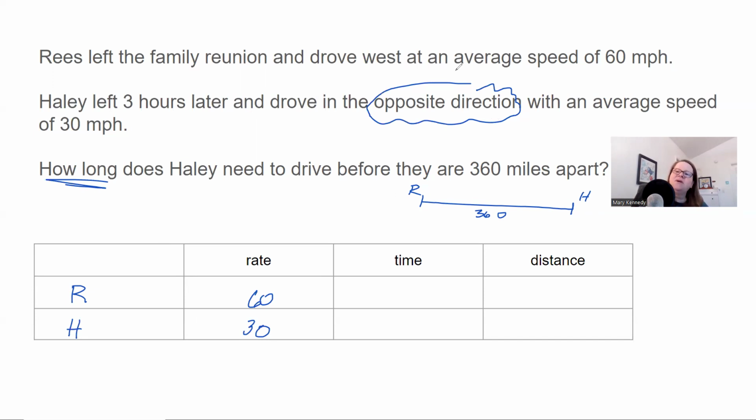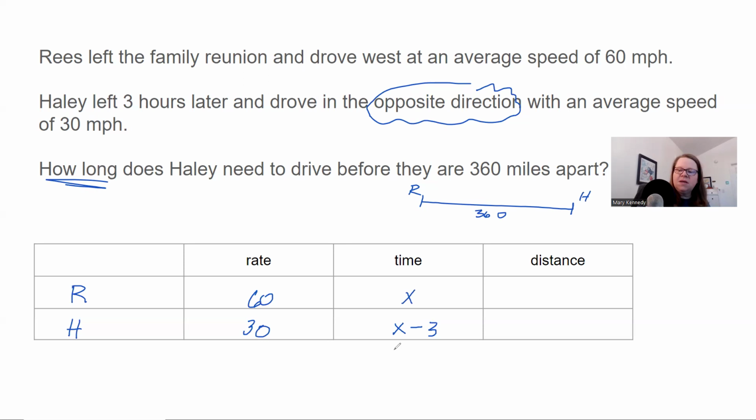We don't know how long Reese drove, right? We don't know the time, but we know Haley left 3 hours later. So let's say that Reese drove for 10 hours. If Haley left 3 hours after Reese did, then Haley isn't driving 10 hours. She's driving 10 minus 3, 7 hours. So you're going to take Reese's time and subtract 3 to get whatever Haley's driving, so that you get the total distance between them at that point.